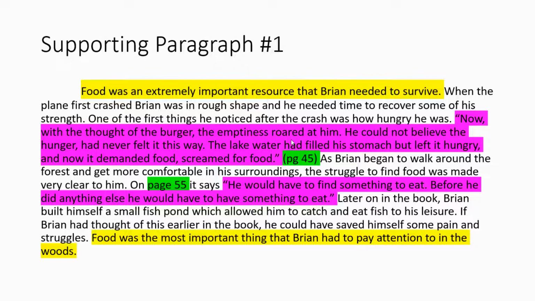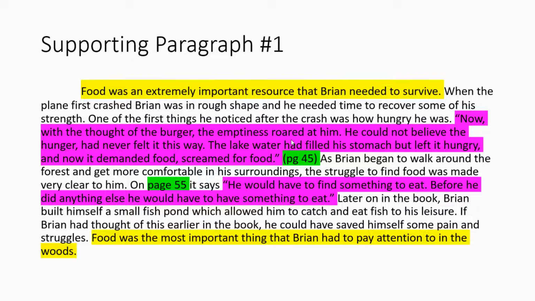Okay, now what's happening in the middle? Well, I have this pink text with green outline. So the pink text is specific quotes, and you'll notice that I have quotations around it. That's very important. If you have any sort of quotes from books or articles, you should have quotation marks. But in green, I specifically say where I find that information. So I found the first quote on page 45, and the second quote I found on page 55.